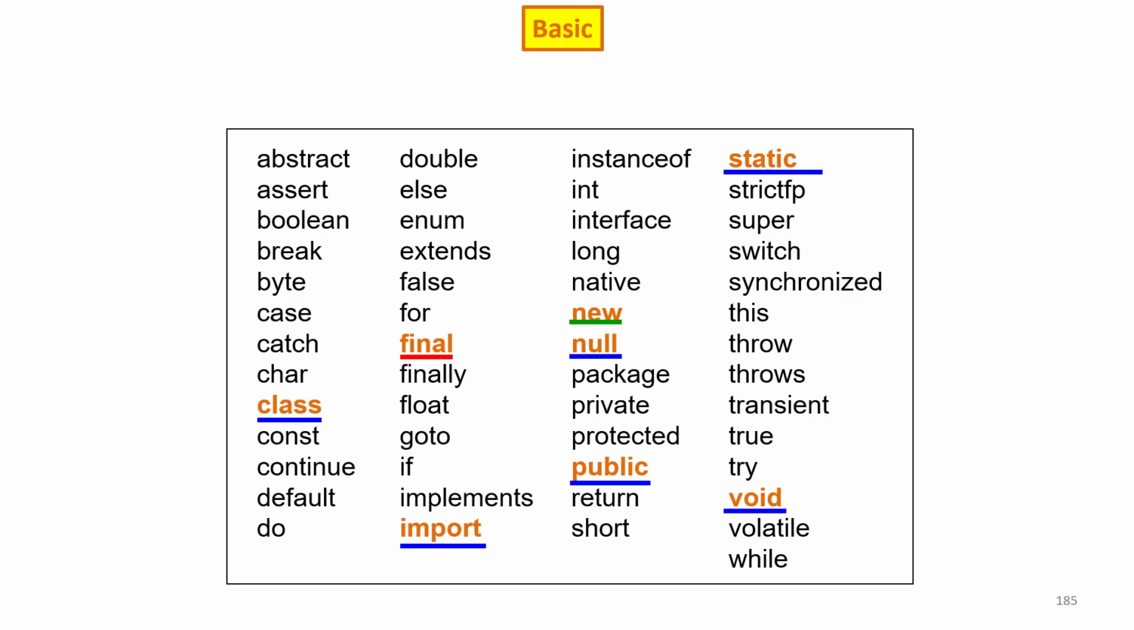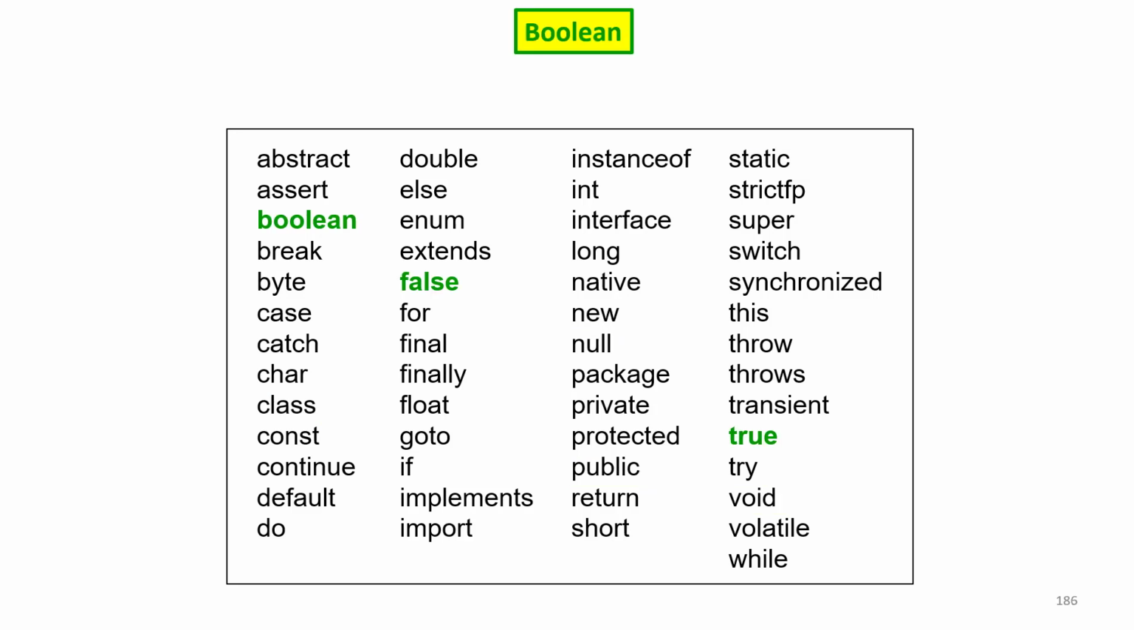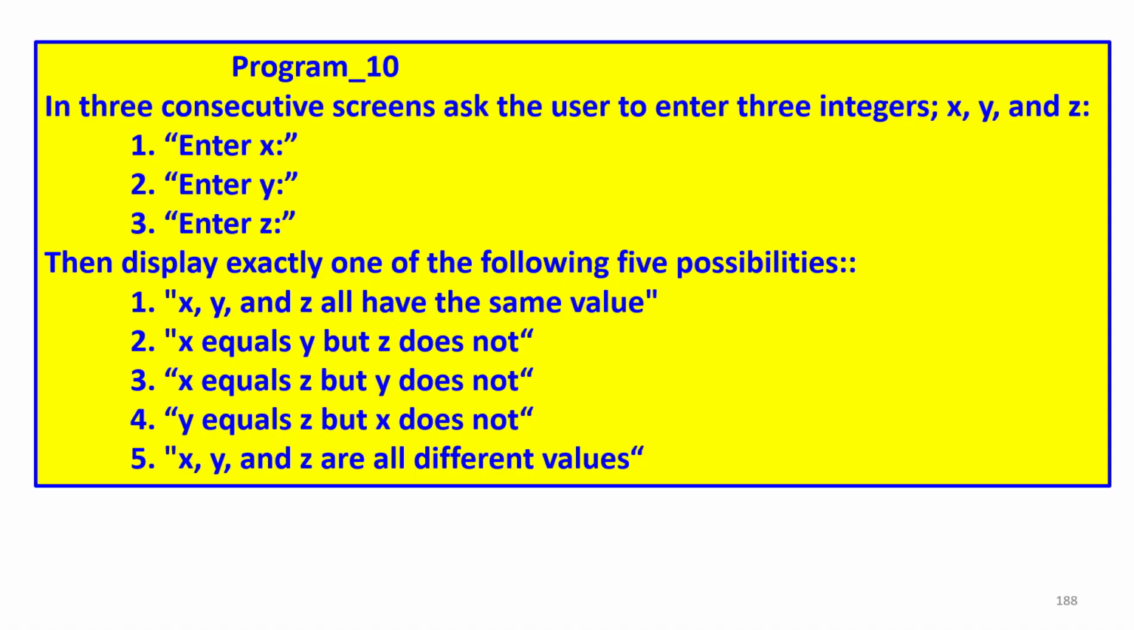In this lecture, I discussed Boolean expressions that evaluate to exactly one of 2 words, true or false, and the keywords if and else, which will be used to build decision mechanisms. Now, it may be time to put some of this to use. This is program 10. Pause the recording, read through it, and read through it until you understand the problem domain.